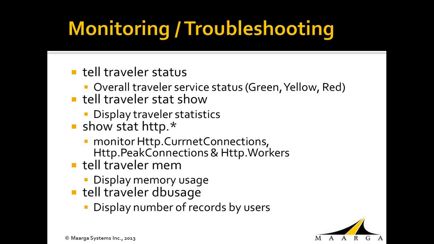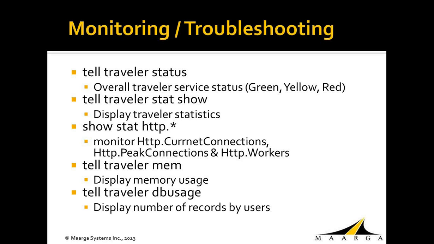The next command will give you the Traveler task's memory usage, the historical memory usage. It will give you an idea about how much memory is currently being used, or how much memory is being used at maximum, the peak usage, based on a 15-minute average.